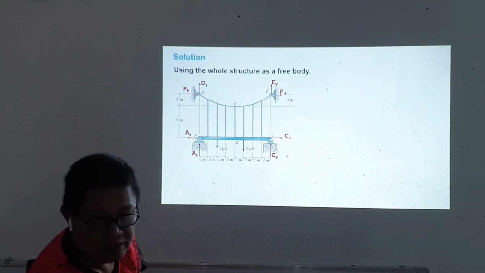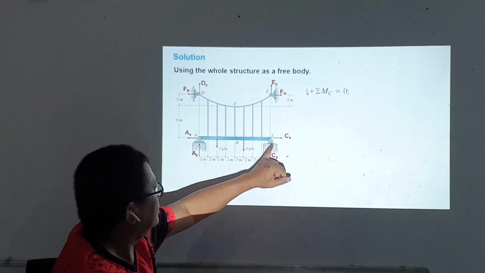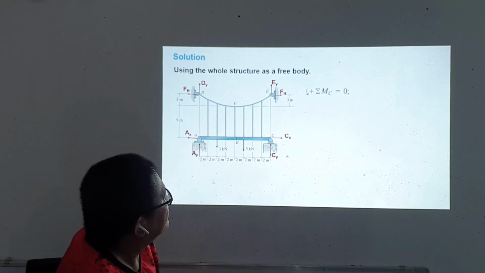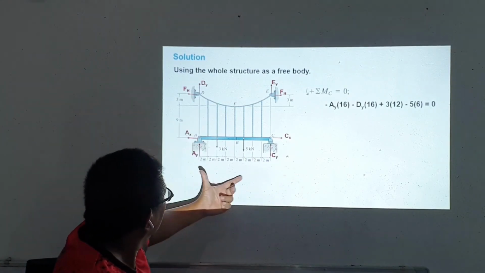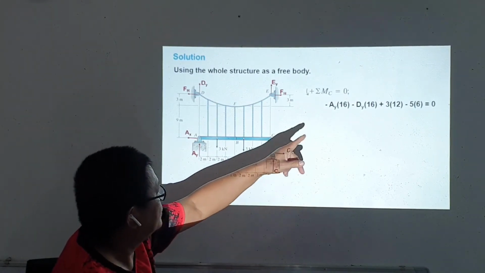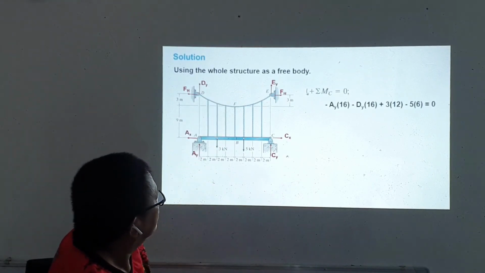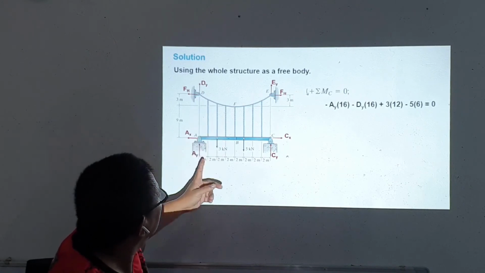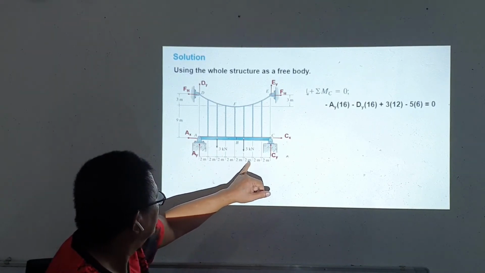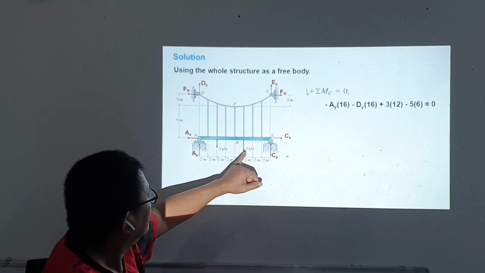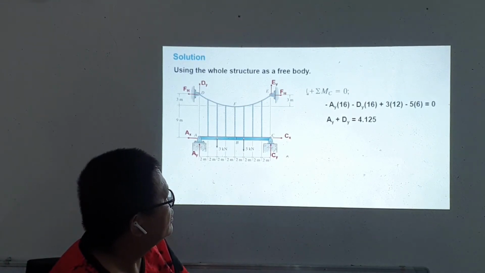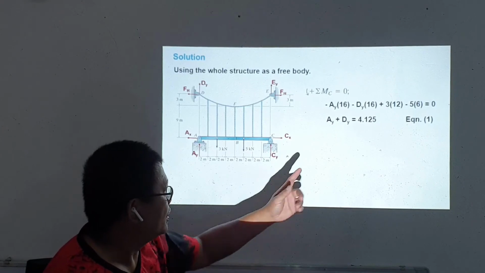From here we sum moments at point C equal to 0 to express Ey and Dy. So we have minus Ey times 16, the moment arm for Ey from point C: 1, 2, 3, 4, 5, 6, 7, 8, and 8 times 2 is 16. Similarly for Ay, the horizontal distance is the same. Then we have 3 kilonewtons times this moment arm, 16 minus 4 is 12, and minus 5 times 6. That equation will give us one of the required equations, so we designate this as our equation number 1.